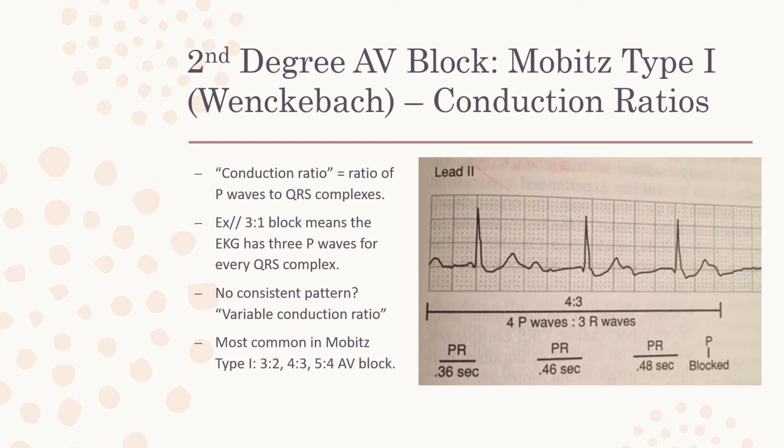So the conduction ratio is the ratio of P waves to QRS complexes. So as an example, a 3-to-1 block means the EKG has 3 P waves for every QRS complex. No consistent pattern, it's a variable conduction ratio. We talked a little bit about this when we were talking about atrial flutter, but the most common in Mobitz type 1 are 3-to-2, 4-to-3, 5-to-4. You can have different conduction ratios with your Wenckebach.